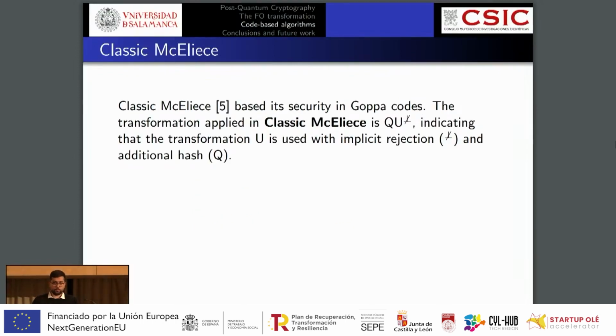So now we'll talk about how this transformation is applied to the code-based algorithms. The first one is Classic McEliece, which applies the QU transformation with implicit rejection. As I was saying, that means that in case of error, a pseudo-random value is returned. The Q means that the algorithm uses an additional hash, kind of like a signature of the shared secret, that is also checked in case there has been any error, or in case there is an attacker sending messages to the decapsulation.